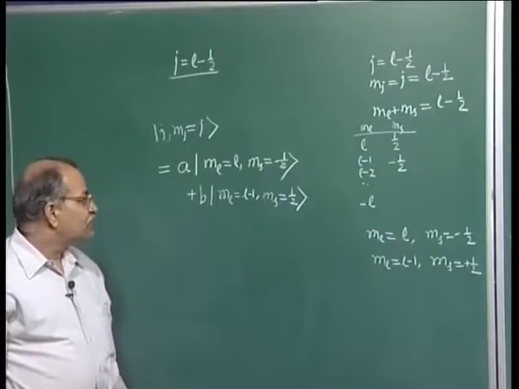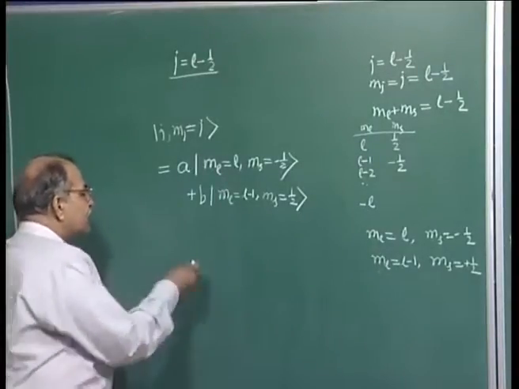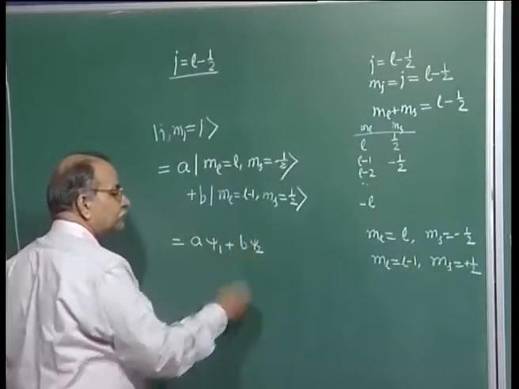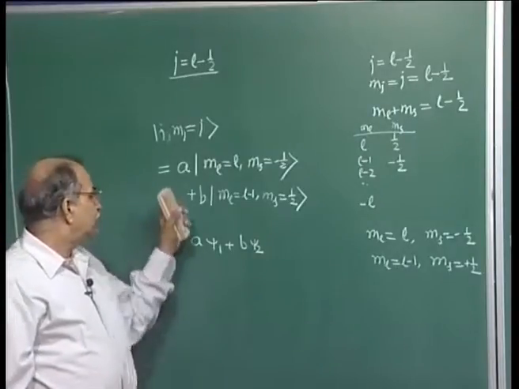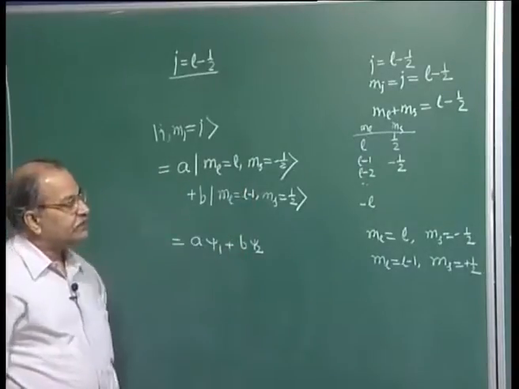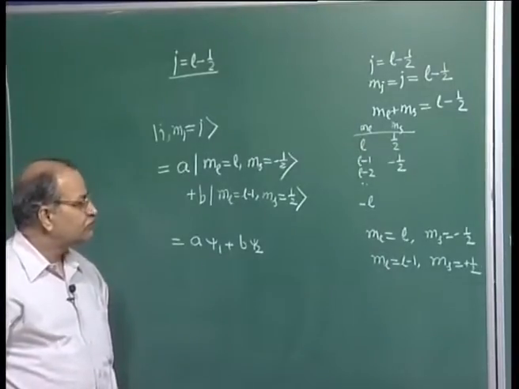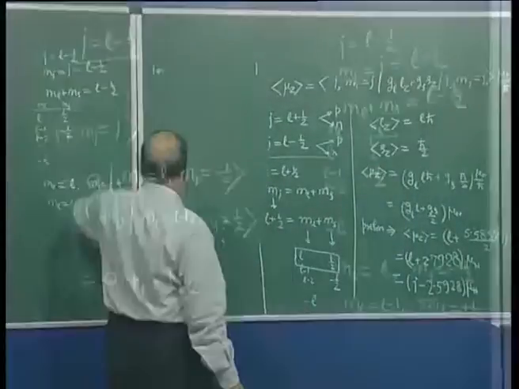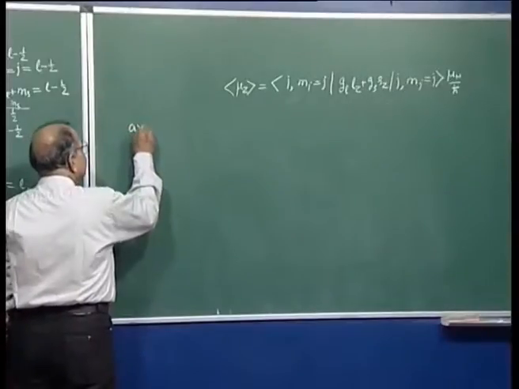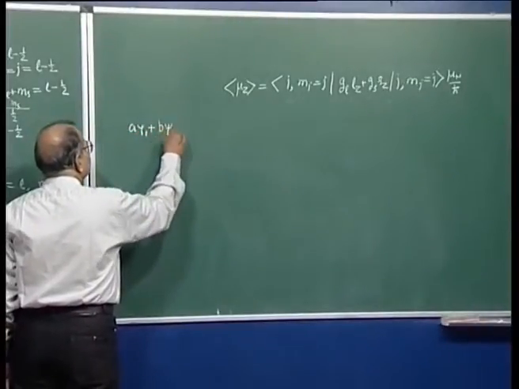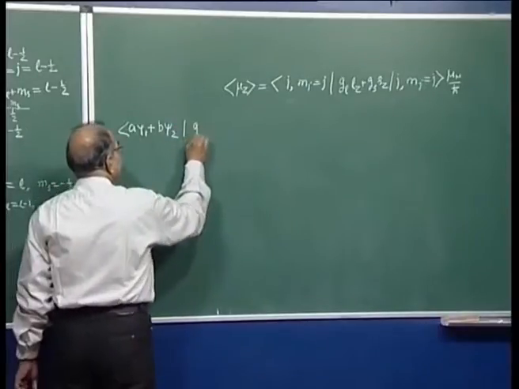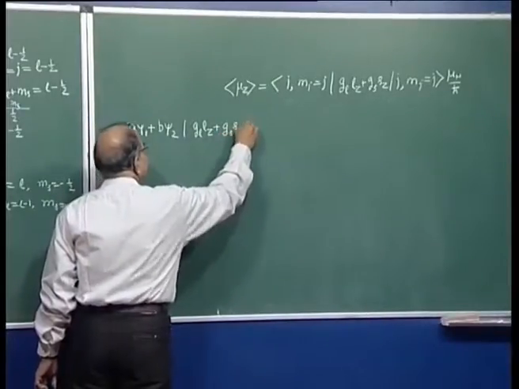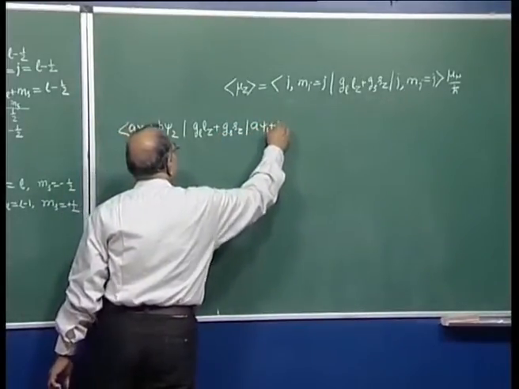Right. Now, if I use this, you can write this as a psi 1 plus b psi 2. If I use this wave function to evaluate the expectation value of mu z, let us see what happens. So, let me remove all this. Now, I have a psi 1 plus b psi 2, and then g l Lz plus g s Sz, and on this side a psi 1 plus b psi 2.